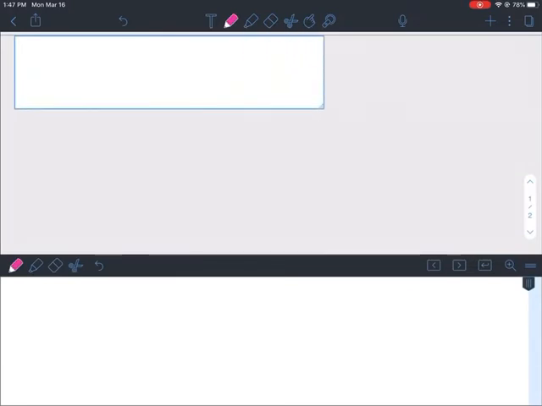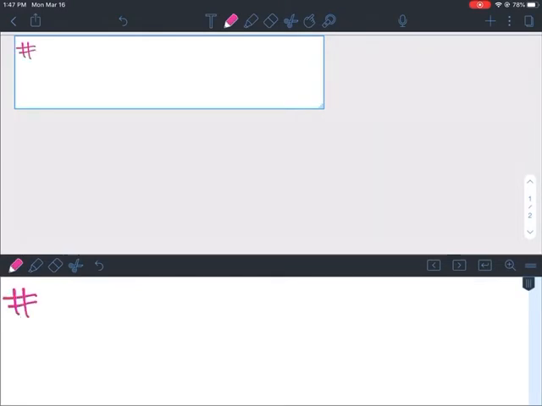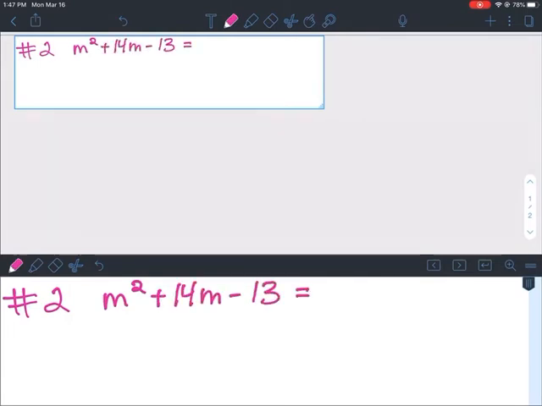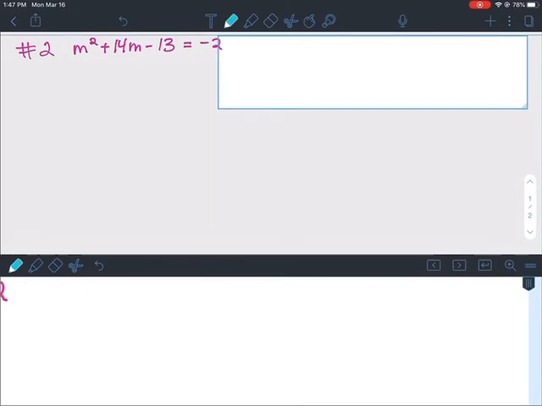All right, so the first most missed problem was problem number 2, and it was a completing the square problem. So let me just go over that one. Number 2 said m squared plus 14m minus 13 equals -2. So we had to do this one by completing the square.